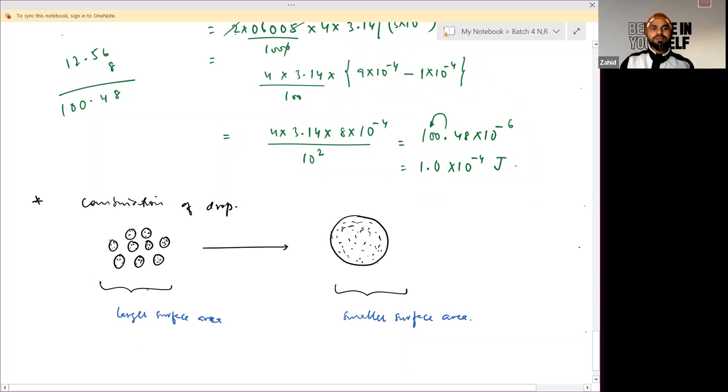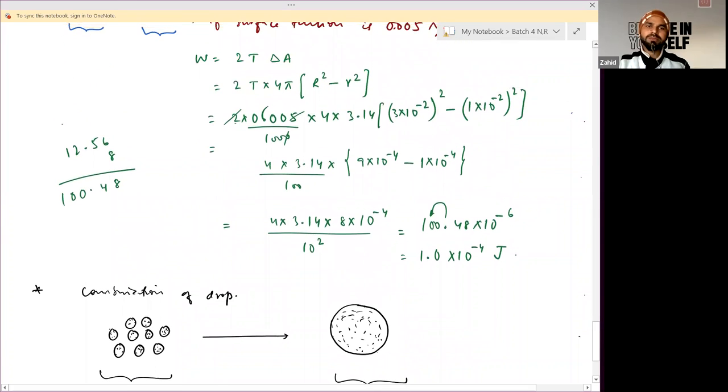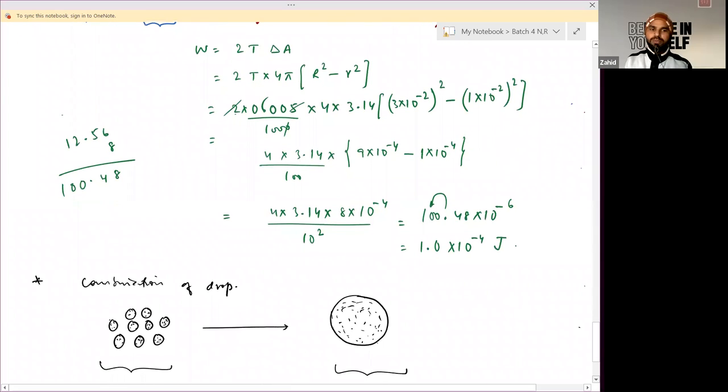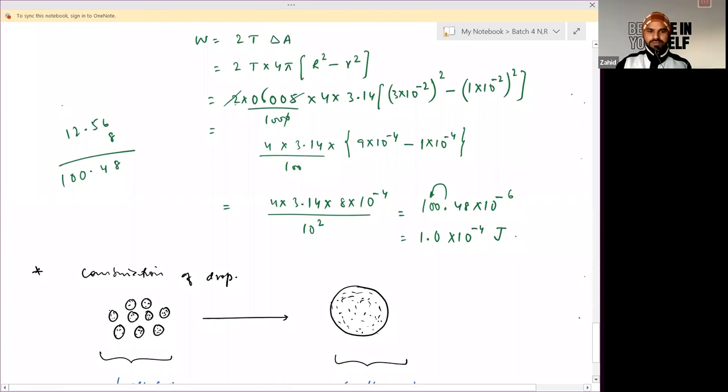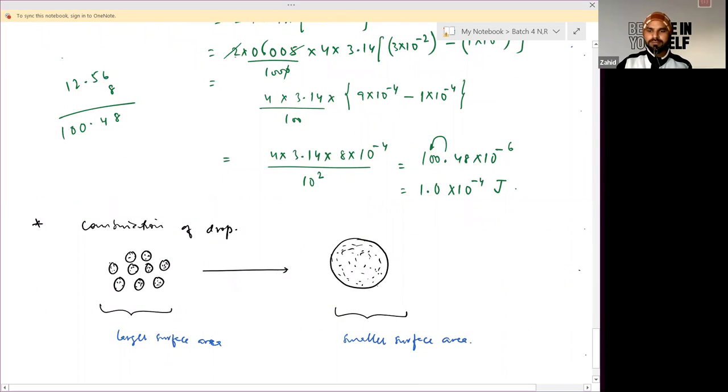So if I ask you in which of these two energy will be more, you will say energy or work done depends upon surface area according to this formula. So it will be directly proportional to the surface area of that object. As the smaller drops will have more surface area, they will have more energy as compared to the larger one.